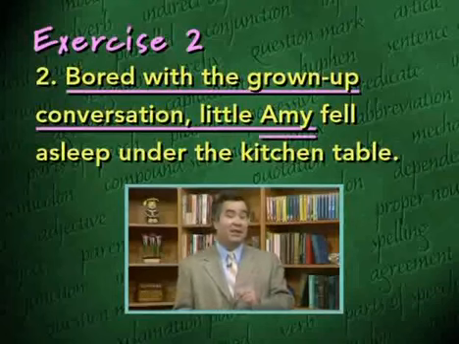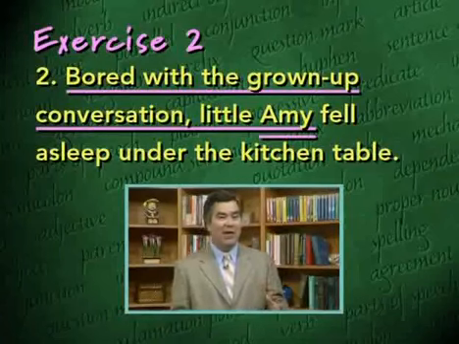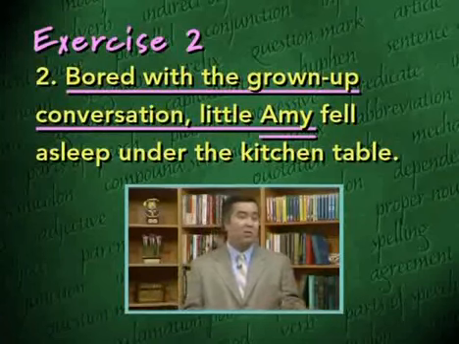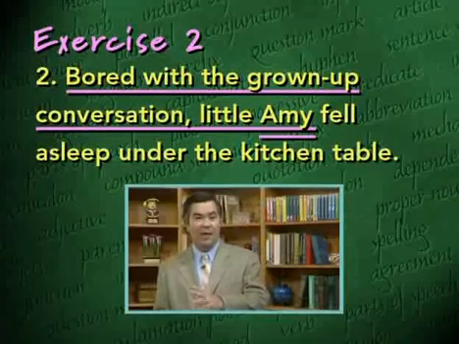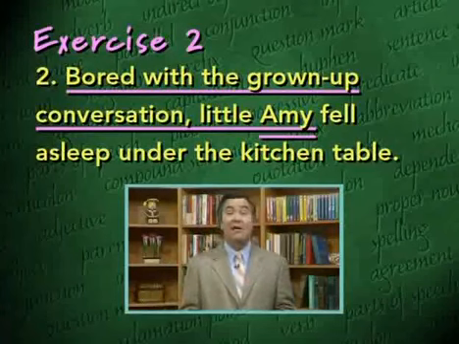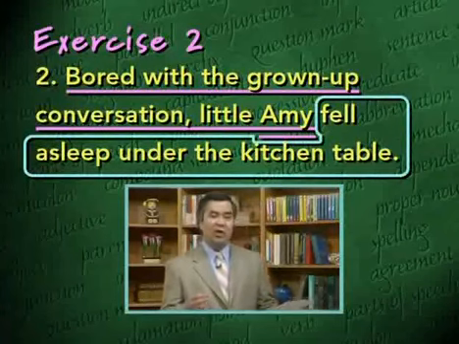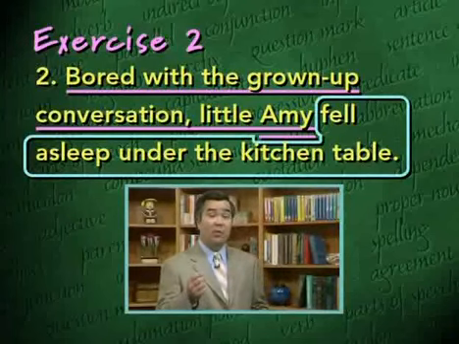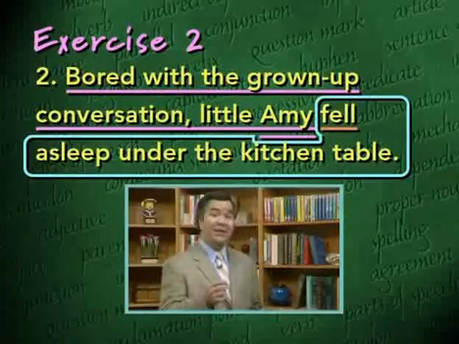That's basically what the sentence is about. All the other words here give us more information about Amy. The other words tell us that Amy is little and that she was bored with the grown-up conversation. So all those other words give more information about the simple subject, Amy. The rest of the sentence is the predicate. Fell asleep under the kitchen table. Which word is the verb, the most important word in the predicate? The answer is fell.